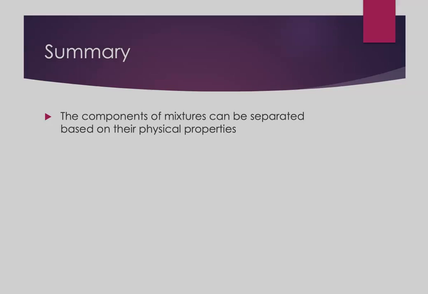So the big picture here is that if we have a mixture, we can separate the components based on their physical properties, and we can do this through a variety of methods. We can separate them based on solubility. We can separate them based on boiling points. We can separate them based on states of matter. It's all about physical properties, and we can separate them if we choose the right strategy.